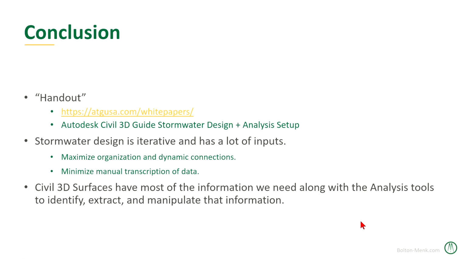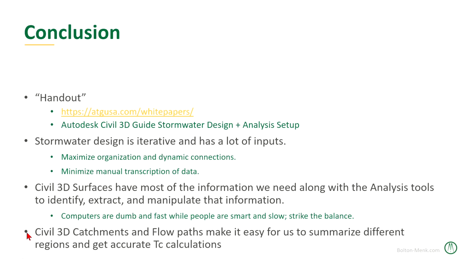Then we learned about Civil 3D surfaces and the fact that they have most of the information we need, and we just have to use our analysis tools correctly to identify, extract, and manipulate that information. Computers are dumb, but they're fast. And people are smart, but we're slow. So it's all about trying to find the balance between the efficiency of computing with the engineering judgment that we always have to apply to our projects. Lastly, we learned that Civil 3D catchments and flow paths make it easy for us to summarize different regions and get accurate time of concentration calculations.